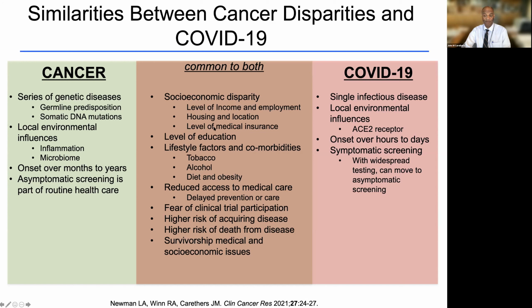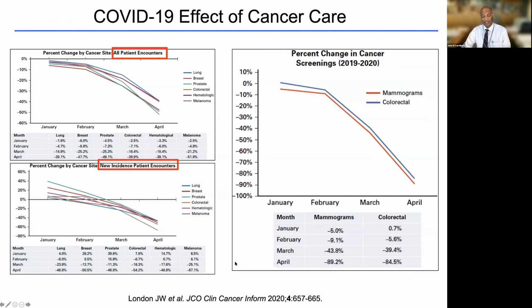We see this exemplified in COVID-19. Lifestyle factors that put one at higher risk for both of these diseases, as well as survivorship, medical, and socioeconomic issues. And what happened during the COVID-19 surge of 2020 is that outpatient management of cancers was shut down. All patient encounters for cancer went hugely down in April of 2020. New patient encounters for cancer went down for all types of cancers. And look at this, the screening for mammograms for breast cancer and colorectal cancer dropped as high as 85% for colorectal cancer and 89% for mammograms during that shutdown period.